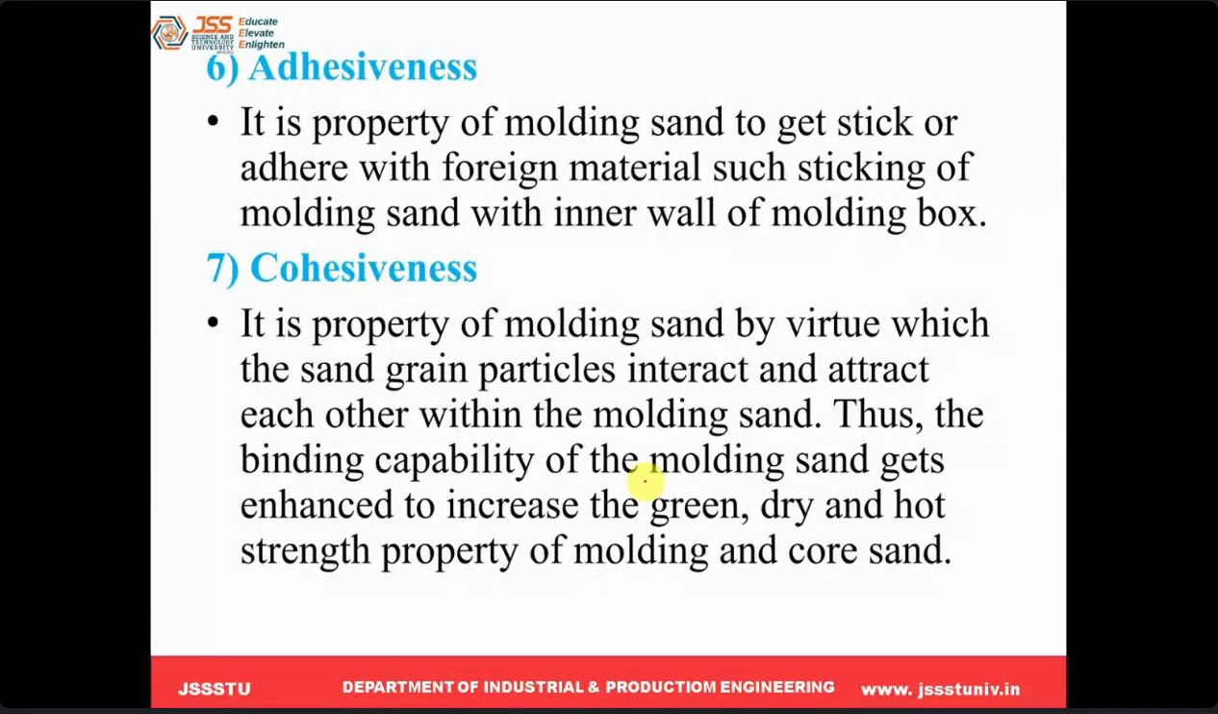So adhesiveness. Adhesiveness is the property of molding sand to stick or adhere to foreign material, such as sticking of molding sand with the inner wall of the molding box. So it is the ability to stick or adhere to the foreign material.